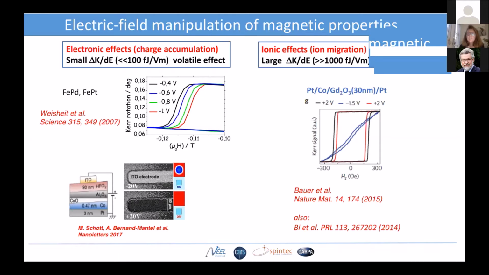In this case, the effect was shown to be non-volatile, so the magnetic properties were kept after the removal of the electric field, and it was also shown that they depended on the time of application of the electric field. This led them to propose that this change of anisotropy is related to the migration of ions in the gadolinium oxide layer that acts as an ionic conductor.